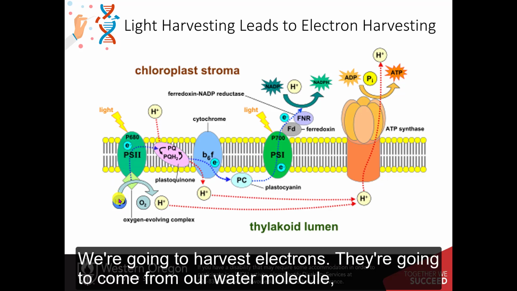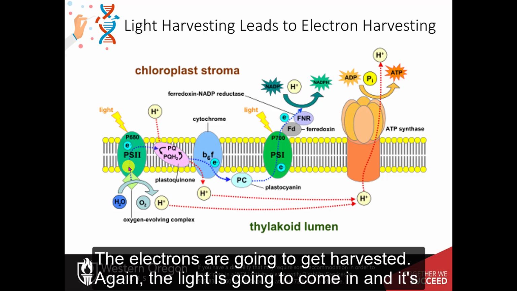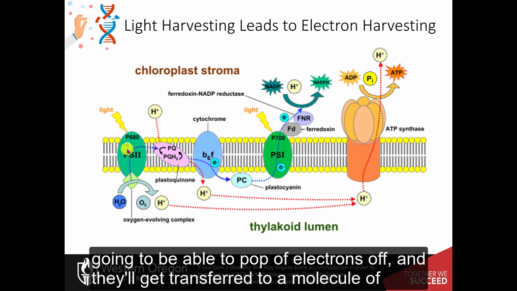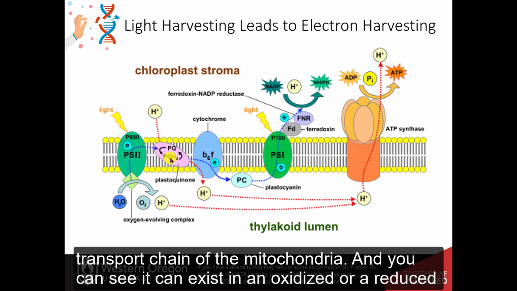They're going to come from our water molecule, and oxygen will be produced in that process, plus the protons. The electrons are going to get harvested. Again, the light is going to come in, and it's going to be able to pop those electrons off. And they'll get transferred to a molecule of plastoquinone, which is very similar to the coenzyme Q that's involved in the electron transport chain of the mitochondria. And you can see it can exist in an oxidized or a reduced state.